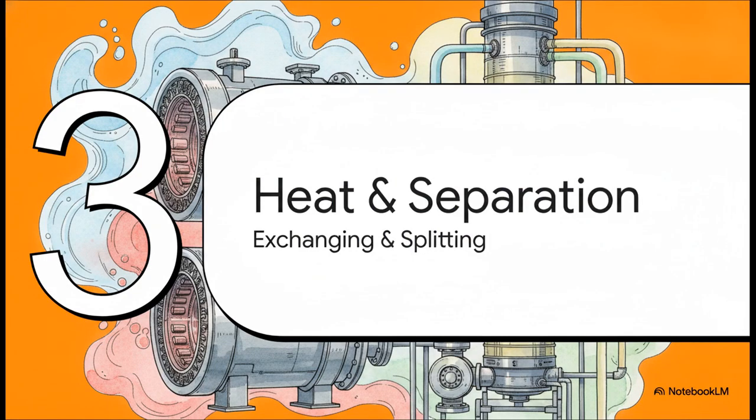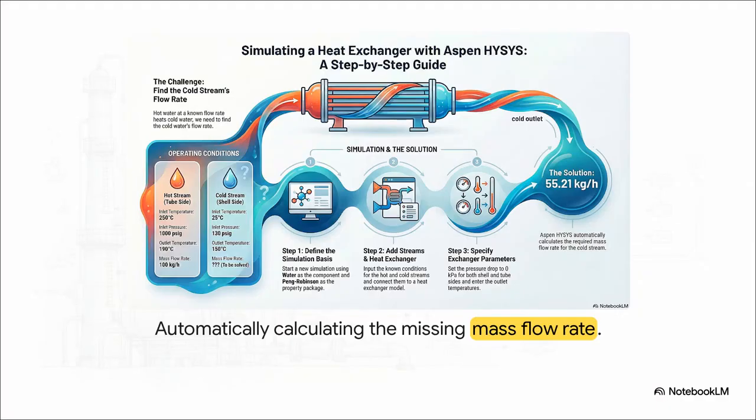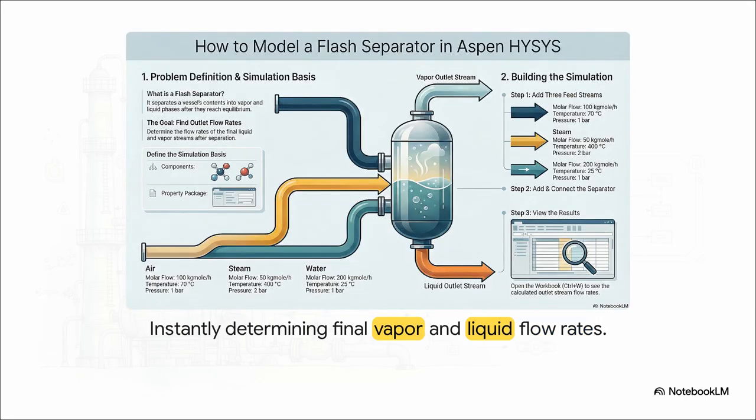All right, on to part 3, heat exchange and separation, exchanging and splitting. You know what I really love about modeling a heat exchanger in HYSYS? It's like a fantastic puzzle solver. Let's say we've got hot water at 250 degrees that we really need to cool down, and we're using cold water to do it. We know our target temperature, sure, but we have absolutely no idea how much cold water we actually need. Well, you don't have to guess. By just inputting your desired temperature targets and setting your pressure drops, Aspen HYSYS automatically calculates the missing piece for you. It tells us we need exactly 55.21 kilograms per hour of cold water to make the math work out perfectly. Now, what happens when we mix a bunch of things up and then need to separate them?